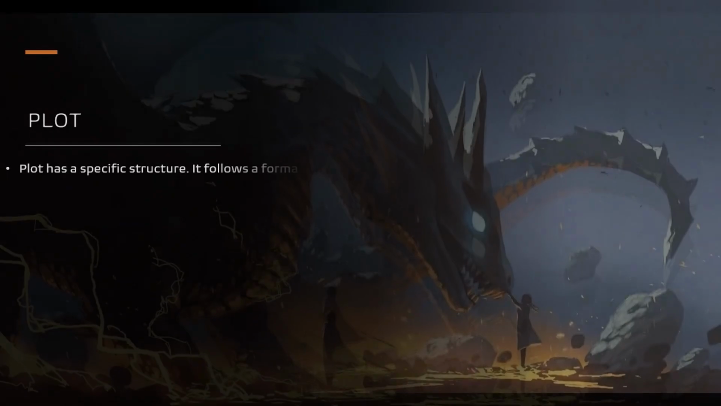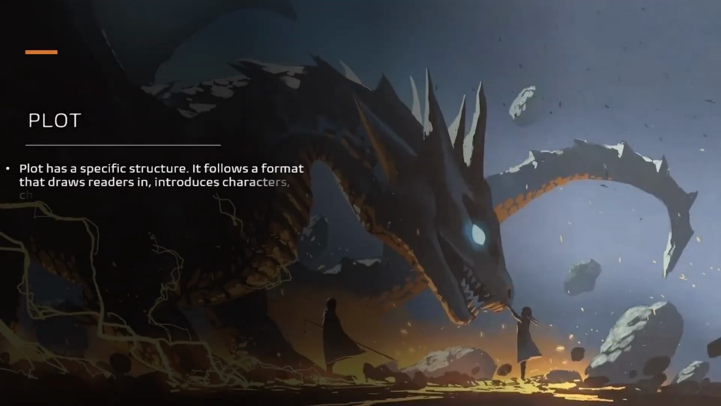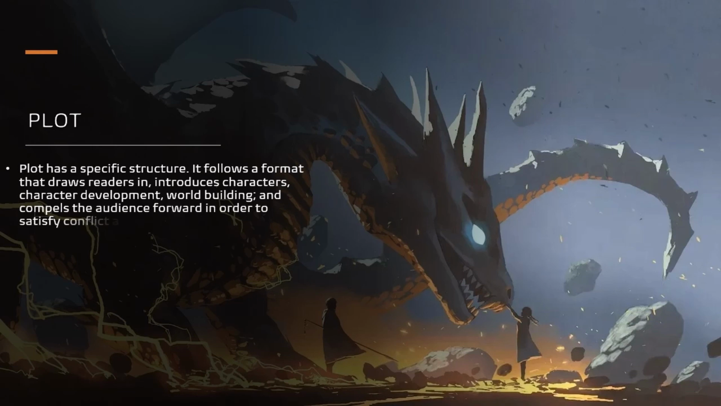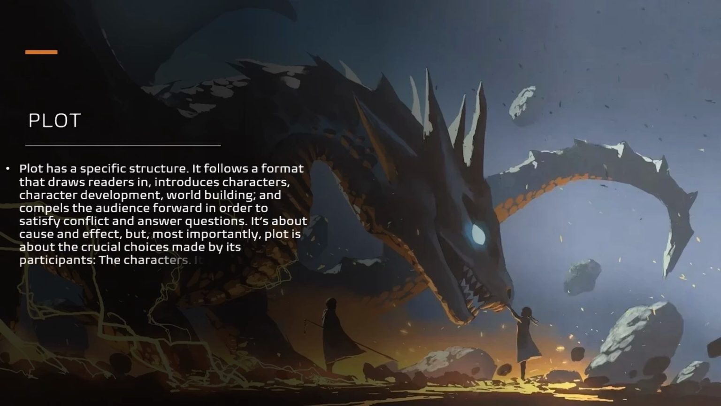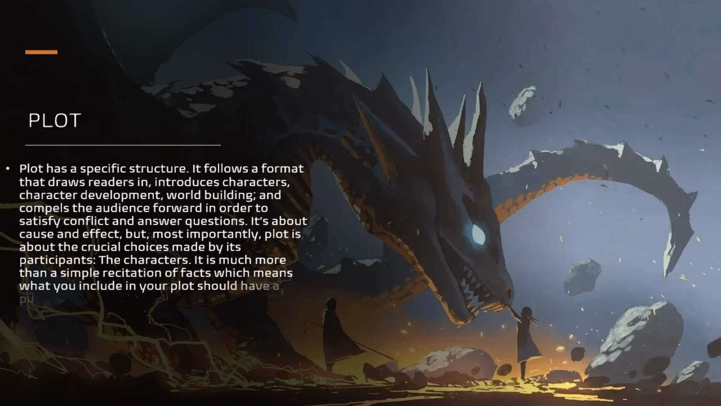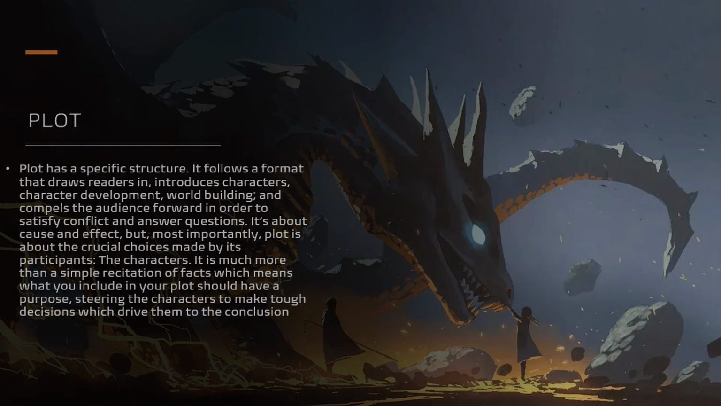Plot has a specific structure. It follows a format that draws readers in, introduces characters, character development, world building, and compels the audience forward in order to satisfy conflict and answer questions. It's about cause and effect, but most importantly, plot is about the crucial choices made by its participants, the characters. It is much more than a simple recitation of facts, which means what you include in your plot should have a purpose, steering the characters to make tough decisions which drive them to the conclusion.